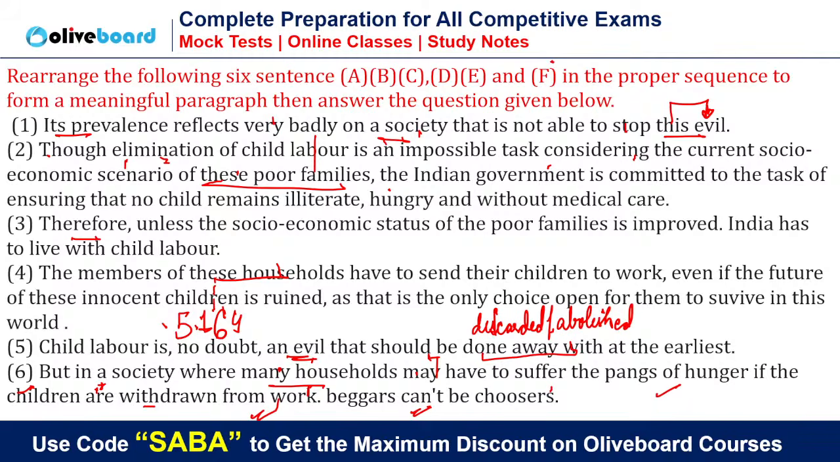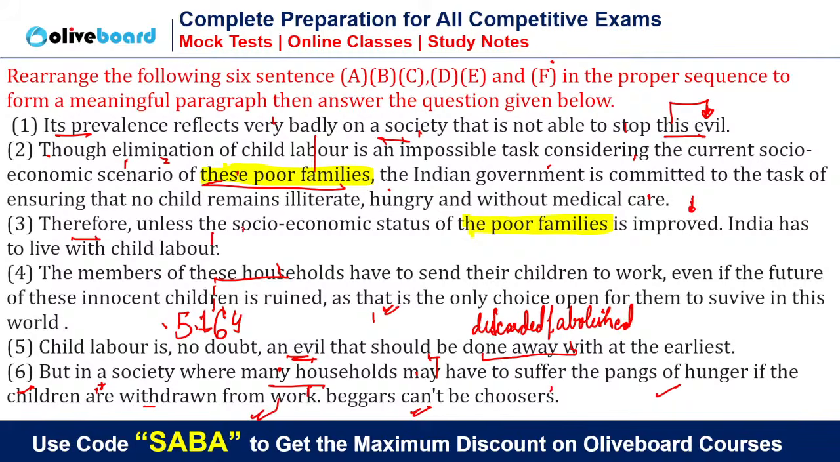Okay, so you people have connected this. And here we are talking about our inability. If you see, there is also a relation between third and two. The conclusion we are saying is that the only option for them to survive in this world is to send their children to work.